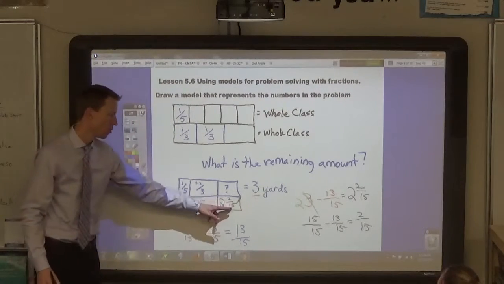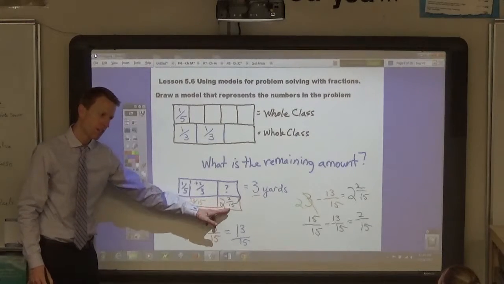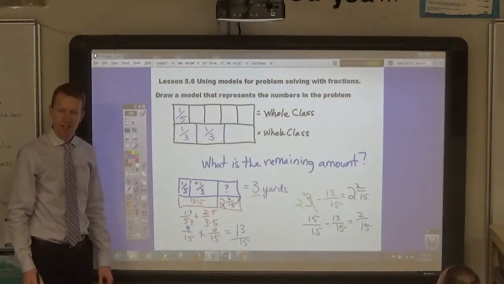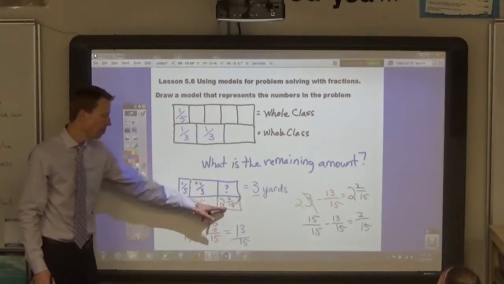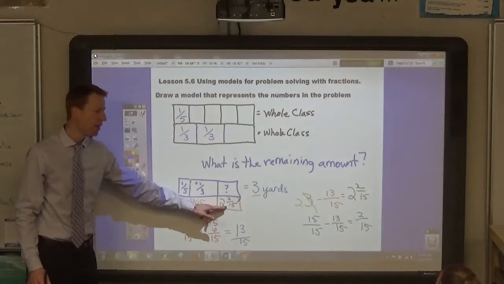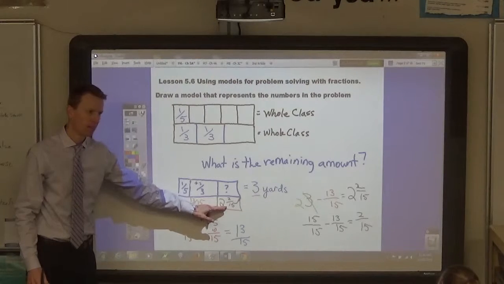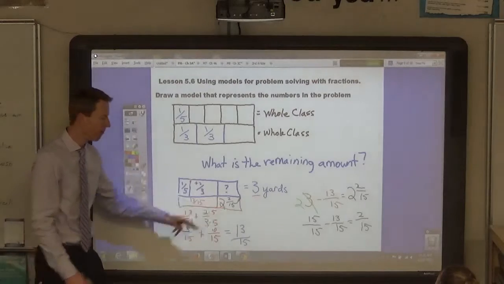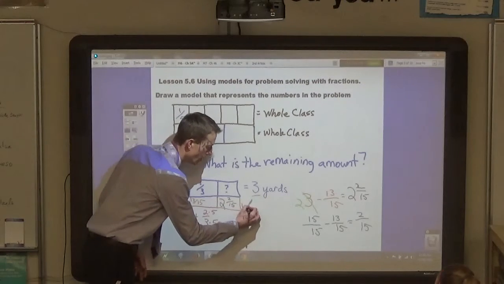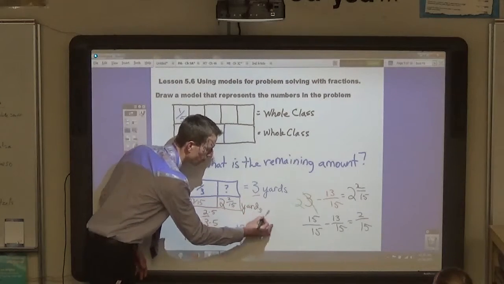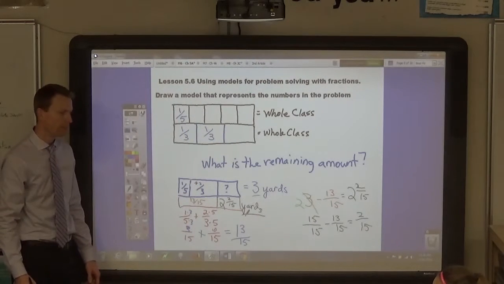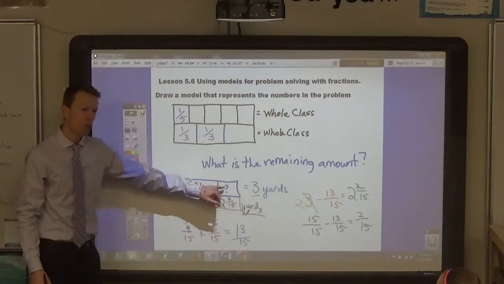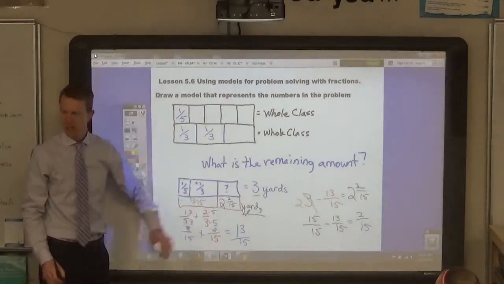Is that 2? 2 doesn't go into 15, does it? Not with the remainder. So that's the missing amount, isn't it? Now we have to label it. What is our label? Yeah, we're trying to find how many yards we need yet. Okay? 2 and 2/15 yards. So by drawing it out, you can find the missing piece. Okay?